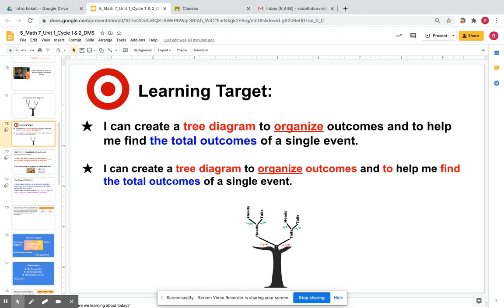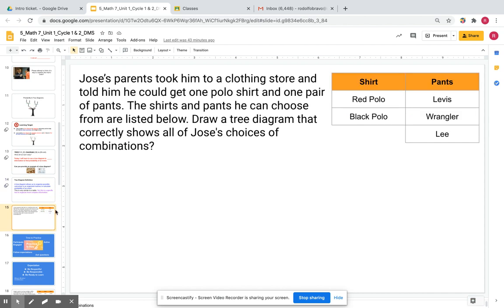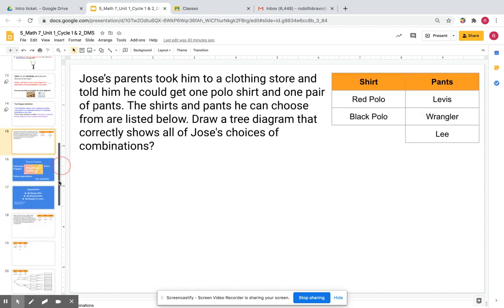Now, we did do more than just that. We talked more about making combinations because based off combinations, you could find probability, and we just didn't want to complicate it for you guys. So the first example we went over: Jose's parents took him to a clothing store and told him he could get one polo shirt and one pair of pants. The shirts and pants he can choose from are listed below. Draw a tree diagram that correctly shows all of Jose's choices of combinations.